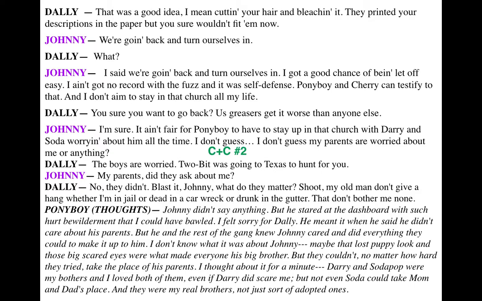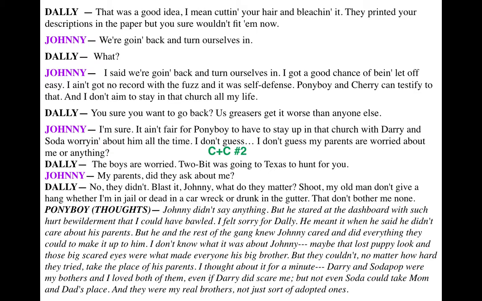Johnny is very concerned and wants to know if his parents are worried about him. And Dally says he doesn't care what his parents think about him, which is surprising to me. So let's go back to that very first thought, that very first thing that we talked about at the beginning of class today with foil characters. How are Johnny and Dally similar?